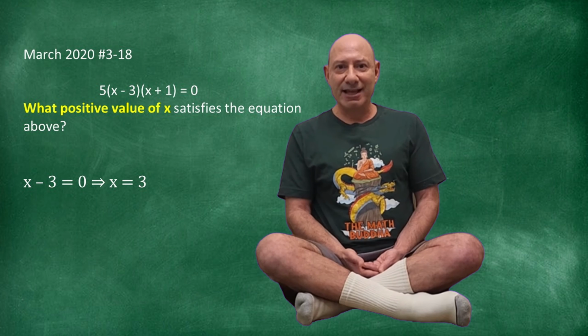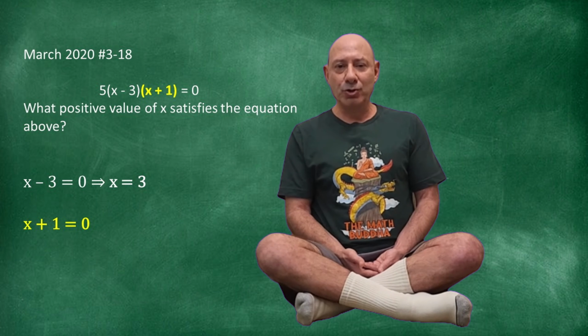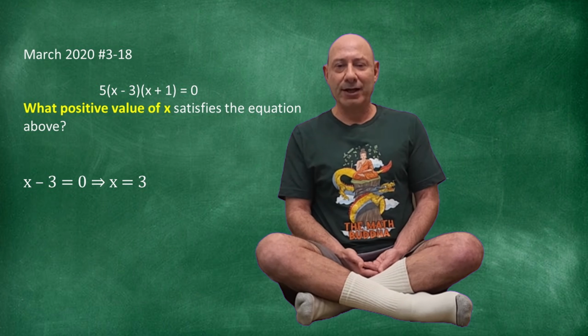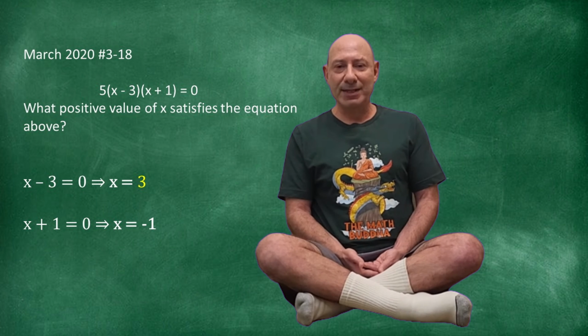But let's check this last factor anyway. Let's check this x plus 1. Could x plus 1 be 0? Well, sure, we just subtract 1 from both sides. The plus 1 will drop out, and we will be left with x equals negative 1. But that's a negative result, which means that it does not fulfill our criteria, which means that we're going to have to stick with our original answer, the 3.